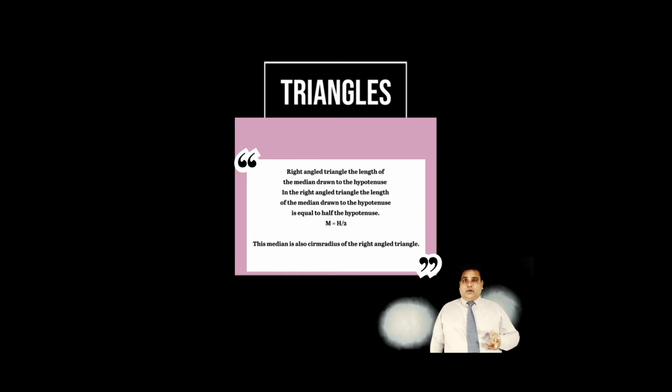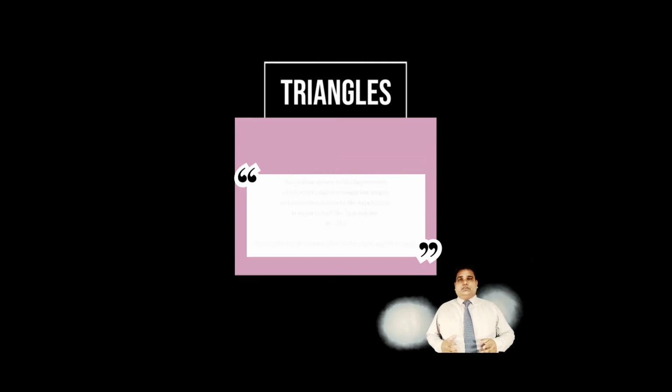So we can say that in a right angle triangle, the length of the median drawn to the hypotenuse is equal to half the hypotenuse. So m, denoting the median, is equal to h by 2, where h is the hypotenuse. It is very important that the median is half of the hypotenuse in a right angle triangle. And the median is also the circumradius of the right angle triangle.